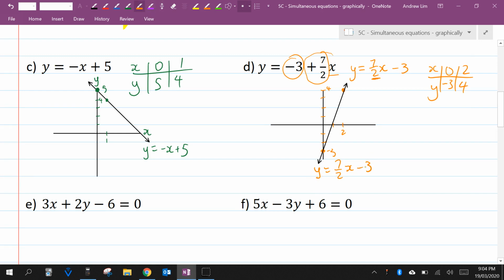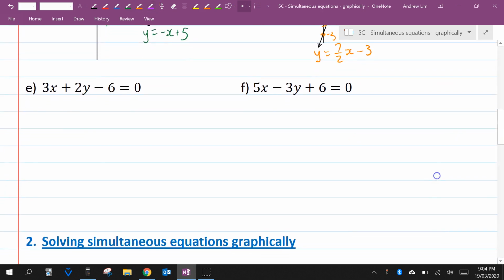So for question E, I'm going to do that one with you, and I want you to have a go with question F. Now, here is not in gradient intercept form. In fact, this is in general form, where we have ax plus by minus c is equal to 0. So there's no fractions, x is positive, and it all equals 0. If you see something like this, I'd rather just use intercepts. Find the x-intercept, find the y-intercept, plot them on the graph, and then connect the dots.